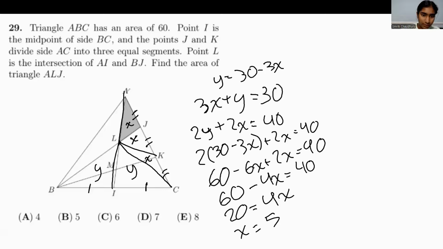So we said that the area of AJL was x. So that means that the area of AJL is 5. So our answer is B.